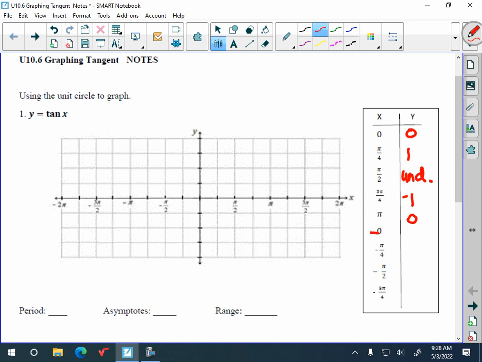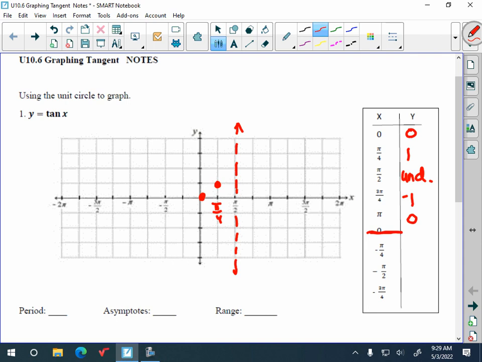All right, don't worry about that. It's already the same one. All right, so let's go ahead and plot these points real quick. 0, 0. Pi over 4, that's between 0 and pi over 2. So that would be this one right here, pi over 4, and that's at 1. Now, pi over 2 is undefined. And so when we have an undefined value, we put what's called an asymptote. Okay, asymptote. So it's a vertical dotted line.